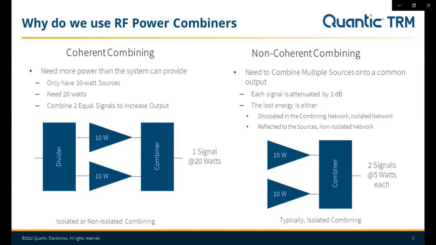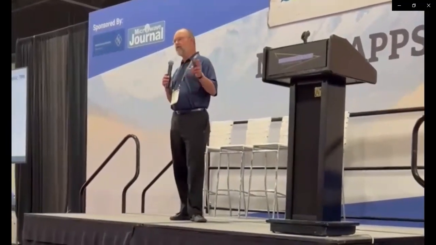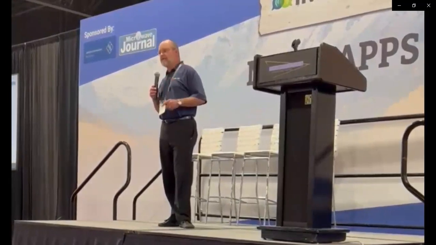The other reason is for non-coherent combining. Say you have multiple sources and you want to bring them onto a common line. For the discussion we're looking at here, we're looking at two devices that share a similar bandwidth, and therefore there's going to be 3 dB of power loss for that configuration. If you have two different frequency bands, then you can use a filtering network, a diplexer, those sorts of things. That's a different application, and I'm not going to speak about that today. We're going to focus on the coherent combining situation.